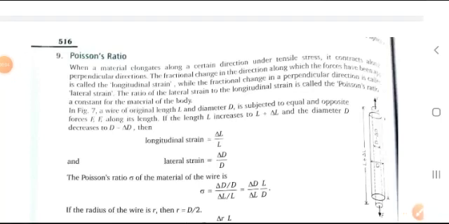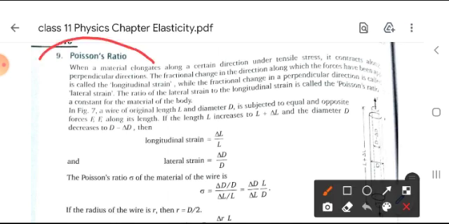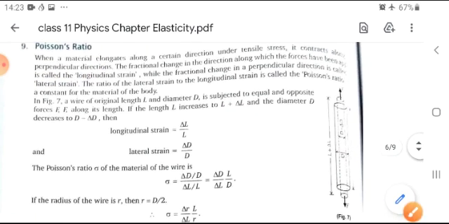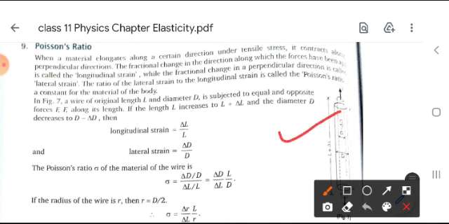Today I will explain the third video of the chapter elasticity for 11th class students. Today's topic is Poisson ratio. What is Poisson ratio? Poisson ratio is the ratio of lateral strain and longitudinal strain. What is lateral strain and longitudinal strain? That can be understood by this diagram.